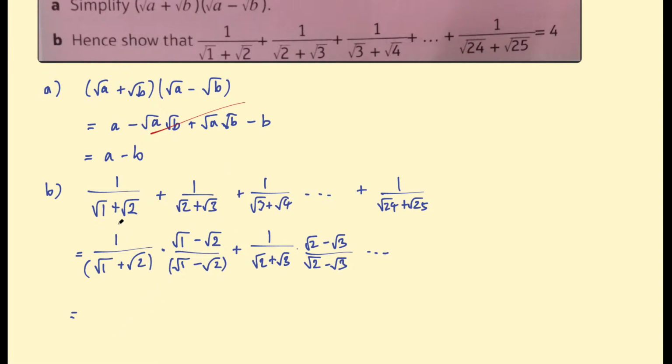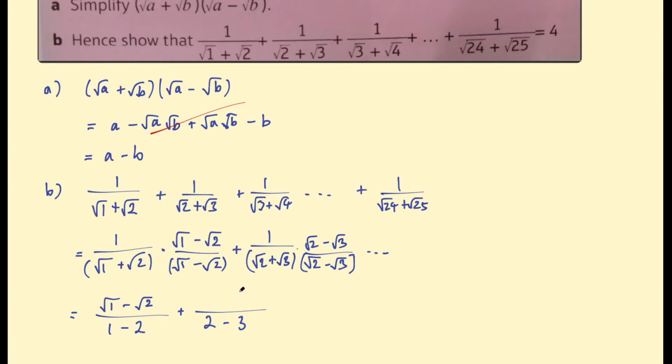What's in the numerator? I've got 1 multiplied by the square root of 1 take the square root of 2. That's just going to be the square root of 1 take the square root of 2 in the numerator. In the denominator, as we just said, that's going to be 1 take 2. Okay. Second term here. The same thing is going to happen in the denominator. Square root of 2 plus square root of 3 multiplied by the square root of 2 take the square root of 3. That's going to be 2 take 3.